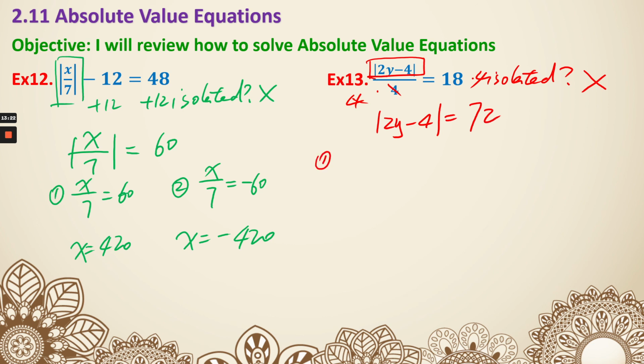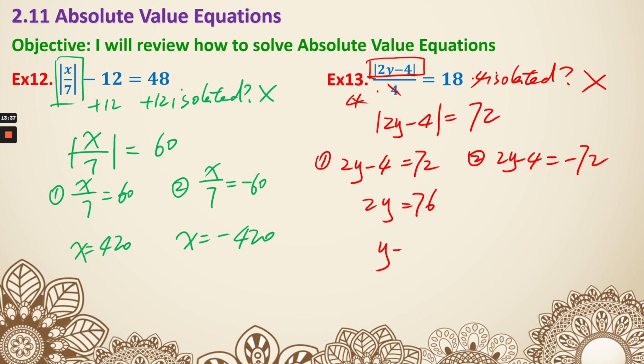Now I can start setting up my cases. First one, remove the absolute value, just keep it normal. Second one, remove the absolute value and flip the number. So for this one, add 4 on both sides, 2y equals 76, y equals 38. For this one, add 4 on both sides, 2y equals -68, so y is -34. These are our final answers for example 13.